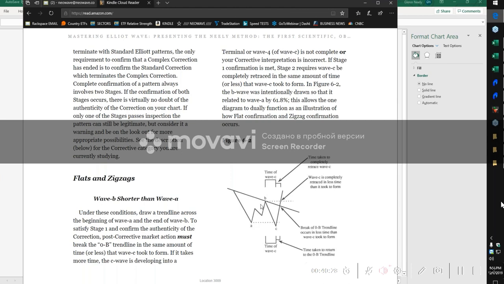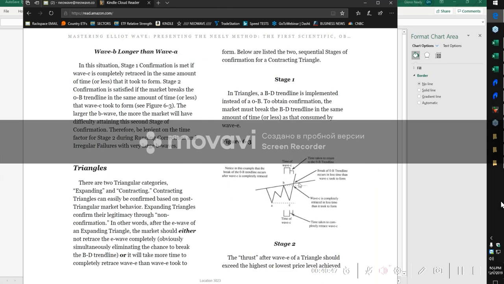But assuming it's a flat, you're going to break the 0B trend line in the same time or less as wave C took to form, and preferably get back to the peak of wave B in the same time or less as wave C took to form. Same thing applies to a zigzag. Okay, does that answer that question? Right, okay, yes, thank you.